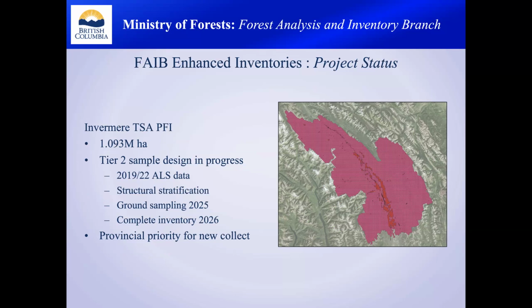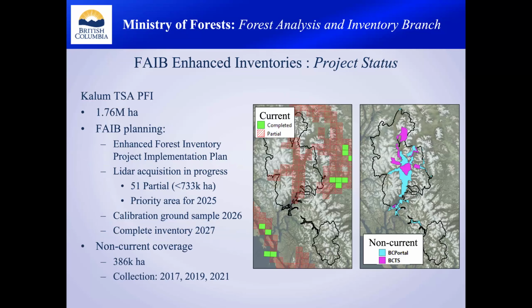The Invermere TSA, timber supply area, is also scheduled for a full tier 3 inventory or a PFI or predictive forest inventory. It's also around 1 million hectares. The tier 2 sample design is in process, again, structurally guided sampling. It's older data, and this area is set as a priority for the new provincial data set. So the older data is actually being used to design the sampling design, and then the new data coming in will be used. So ground sampling this year intended to be complete in 2026.